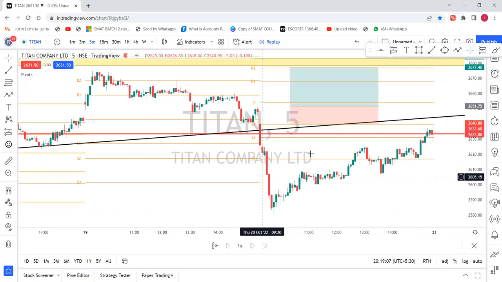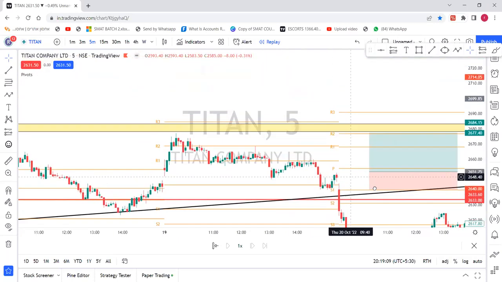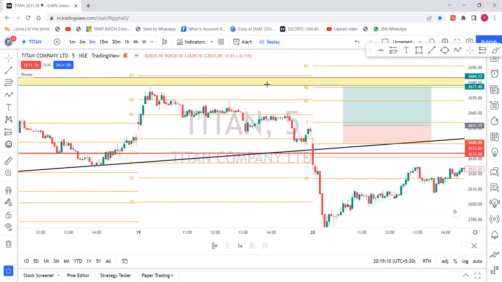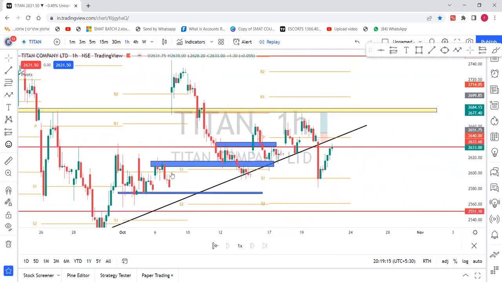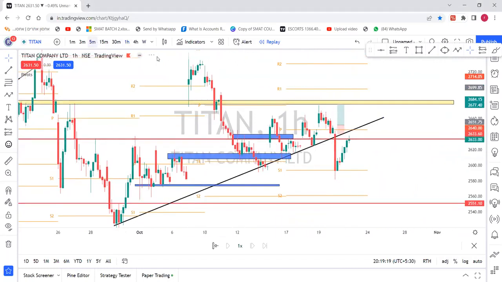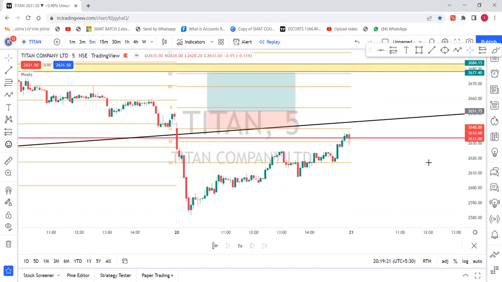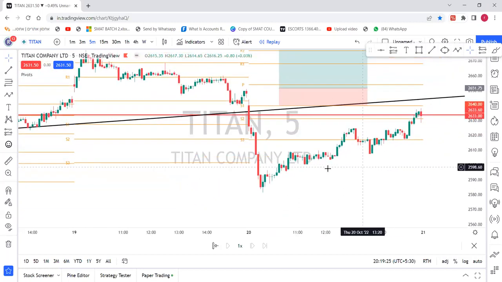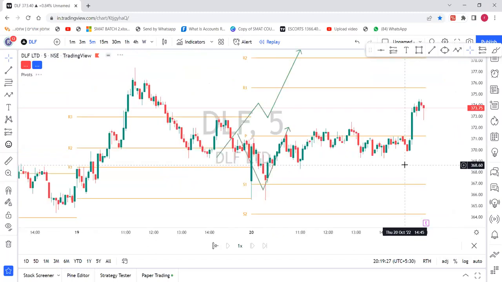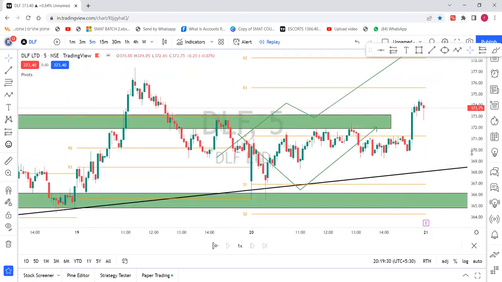Titan, we had planned over here. What had happened over here in Titan? This was a level of breakout. The market broke everything and started moving slowly towards the upside, so we cannot take up the trade in this, so we'll avoid. This one went in range.